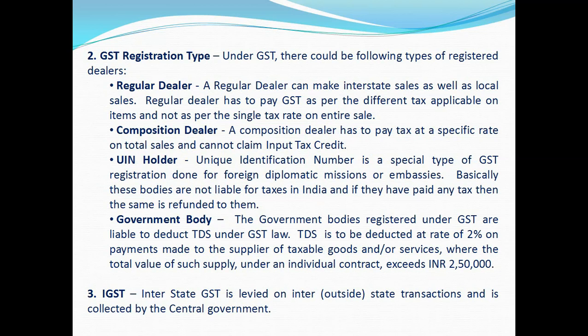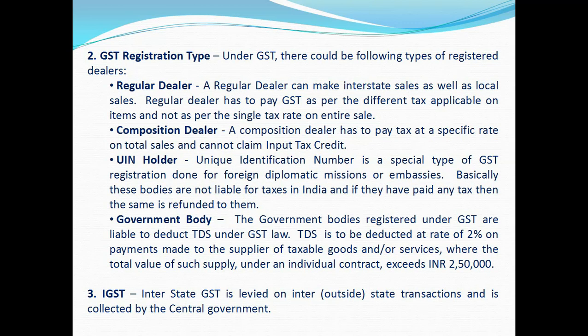A composition dealer has to pay tax at a specific rate on total sales and he cannot claim input tax credit, that is ITC. Basically, under the composition dealer scheme, there are fewer formalities as compared to a regular dealer, but not everyone is eligible to opt for the composition dealer scheme. There are certain restrictions to it, like currently, if your turnover is greater than 1.5 crore, then you are not eligible to apply for the composition dealer scheme. This limit can keep on changing, but currently it is set to 1.5 crore.